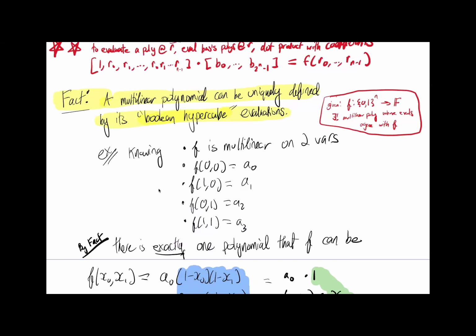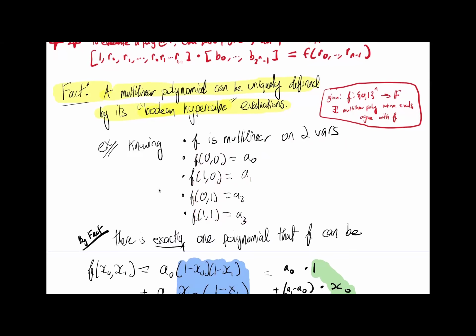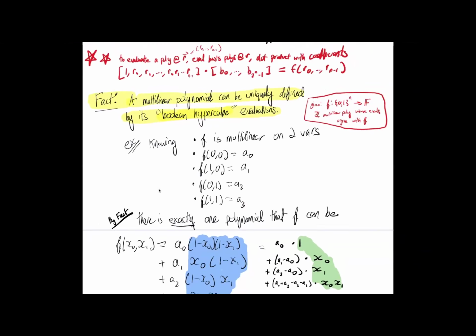For example, if I know that f is a multilinear polynomial on two variables, and I know some of its evaluations over the two-dimensional Boolean hypercube, then I can tell you that there is exactly one polynomial that f can be, just given these 5 facts. Because of this fact: uniquely identifiable by Boolean hypercube evaluations. So now let's see why that's true.